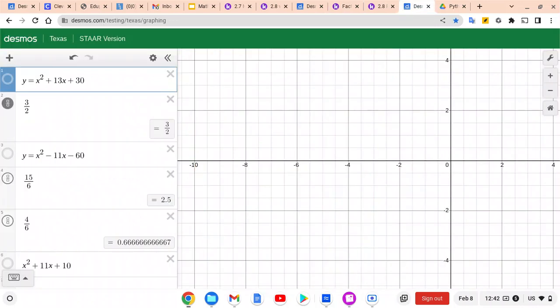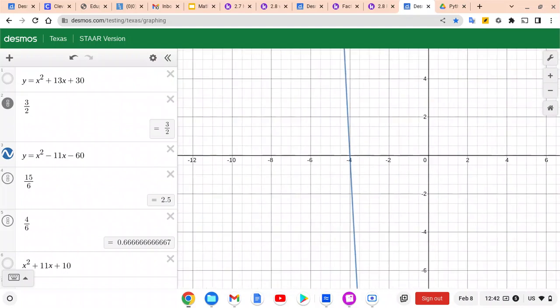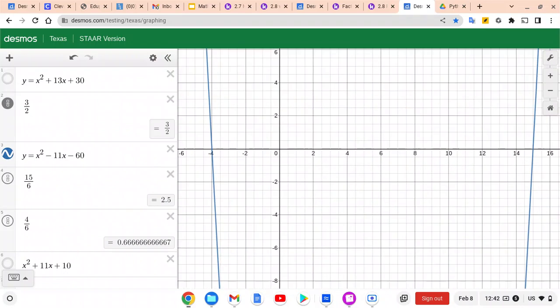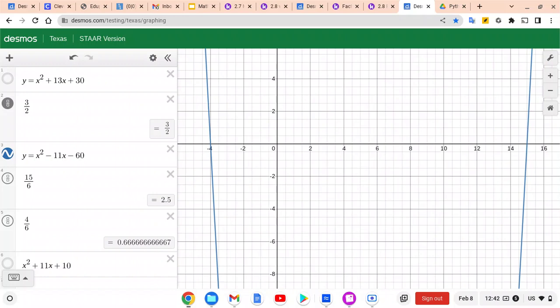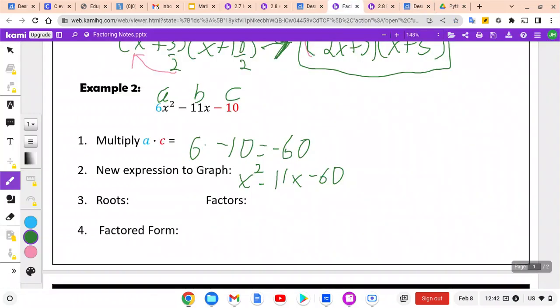So we now have the trinomial x squared minus 11x minus 60. Going to Desmos, I pop it in. Now you may have to zoom out, move around, but we get negative 4 is a root and positive 15. So my roots are negative 4 and positive 15, but for our factors, we have to change the sign. So it's positive 4 and negative 15, yielding a factored form of x plus 4, x minus 15.